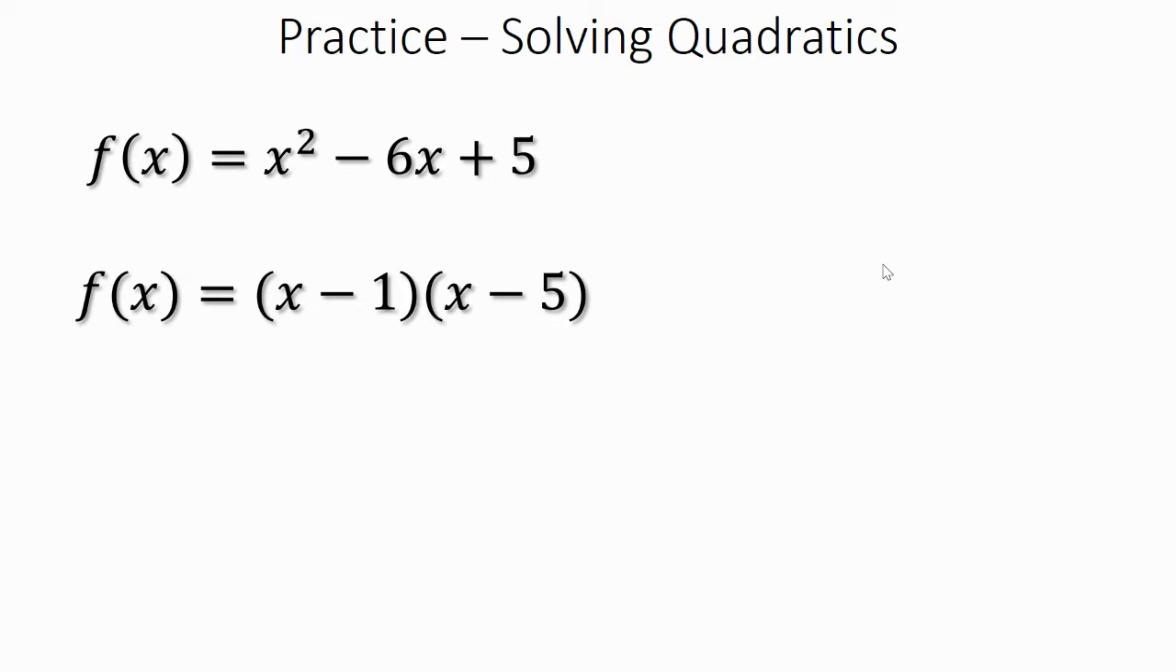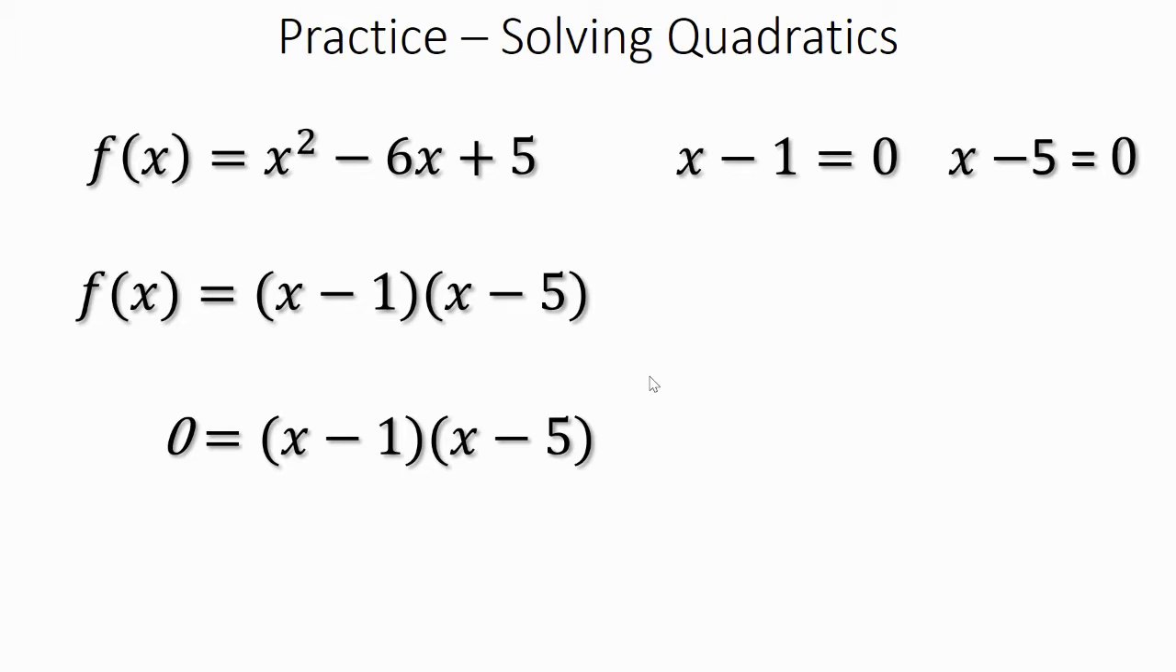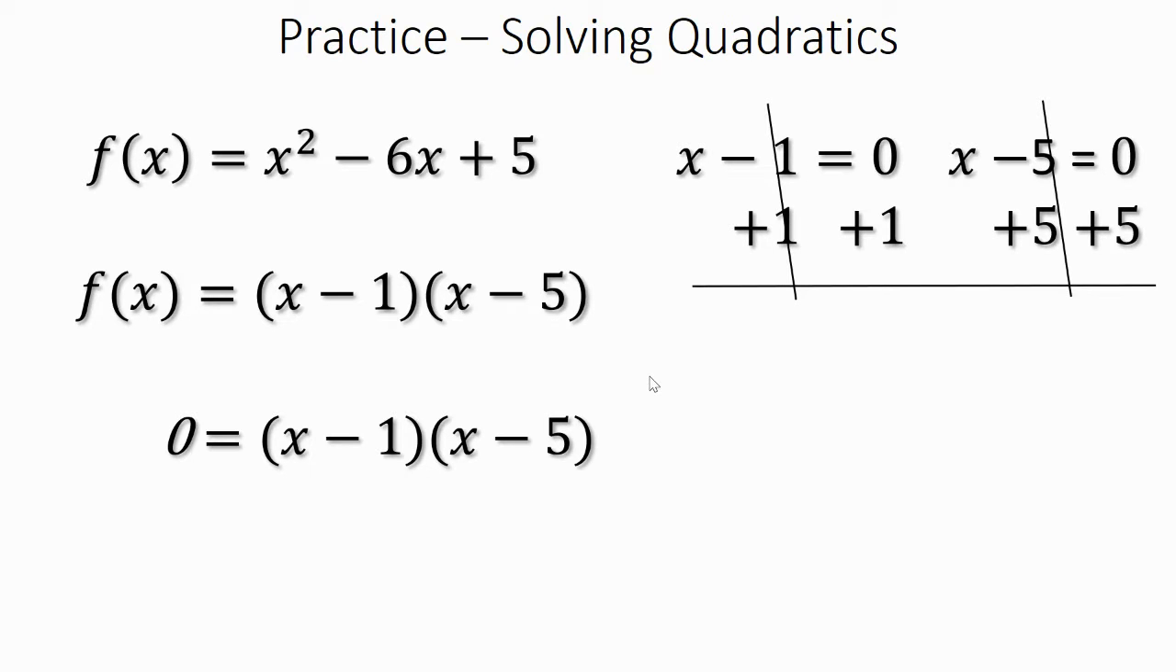Now, you should be able to see what the factors are here. You should see the factors are x minus 1 and x minus 5. And so you should know the zeros are x equal 1 and x equal 5. Okay, if we did it algebraically, we set it equal to 0, and we start solving. I would add 1 on this one, add 5 on that one, and I would get x equal 1, x equal 5, just as we mentioned.